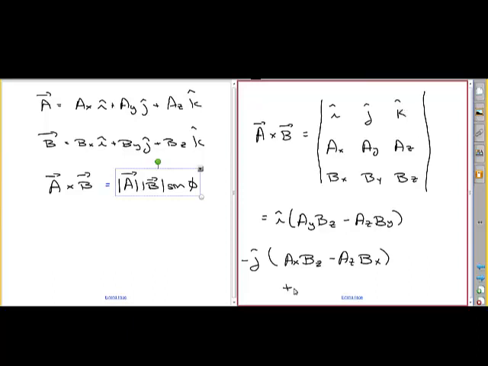And then finally, this element becomes positive. You cross this row out and this column out, and you get this submatrix or subdeterminant. So you get A sub X times B sub Y. Again, those are values, magnitudes. Then you subtract the other direction, which is A sub Y times B sub X. And that's the resulting vector with all the magnitudes and all the directions correct.